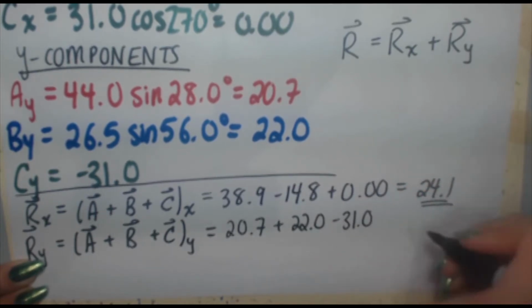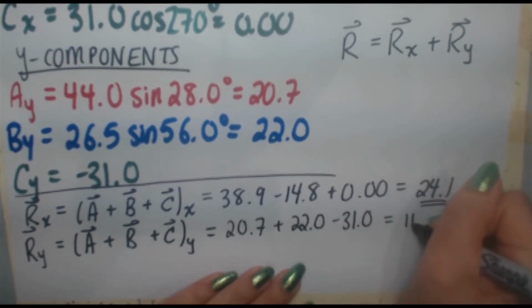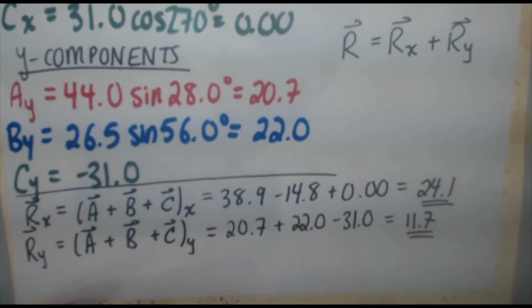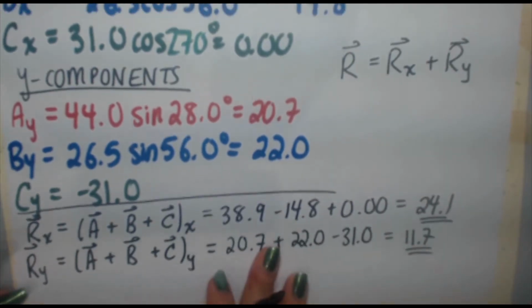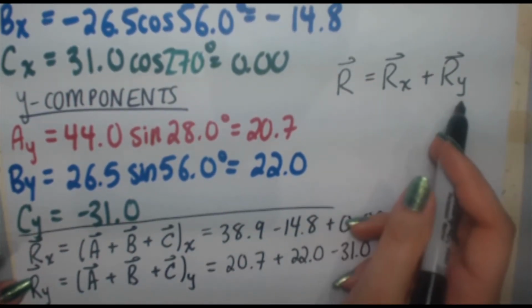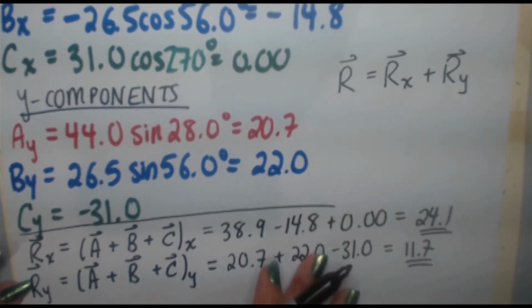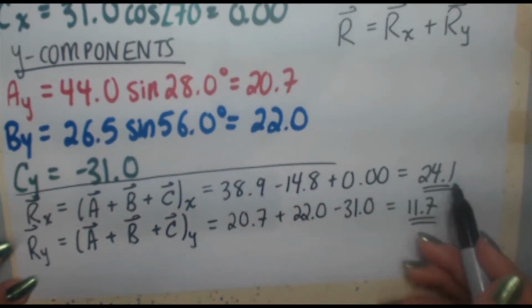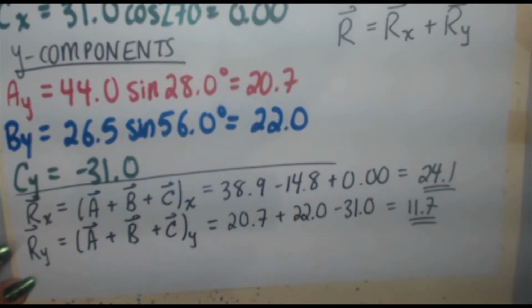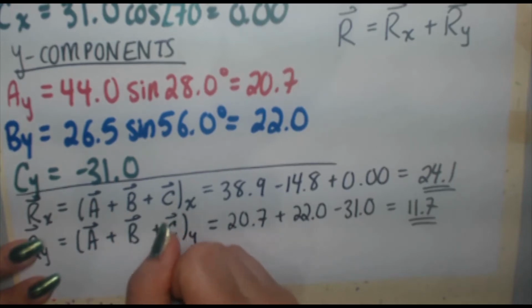And when you add those together, you're going to get 11.7. Okay. So while R is equal to Rx plus Ry, this is the final vector, we are just asked in part A to give the components, right? And that's what we've already done. We have the x component, we have the y component. So that's all we need to say.